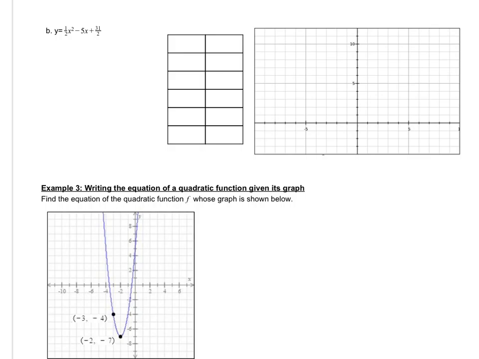In letter B, we're going to graph another parabola. So first thing we have to do is put it in that standard form. To do that, I'm going to start by grouping together my x terms. So I'm going to put parentheses around my x squared and my x.